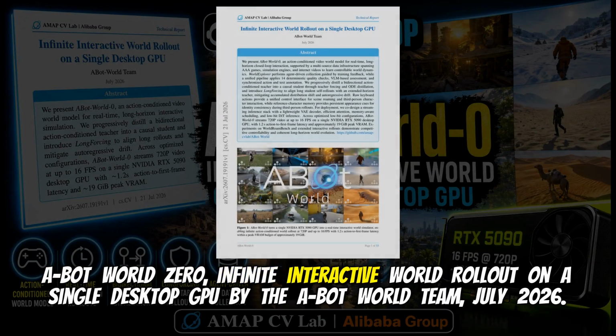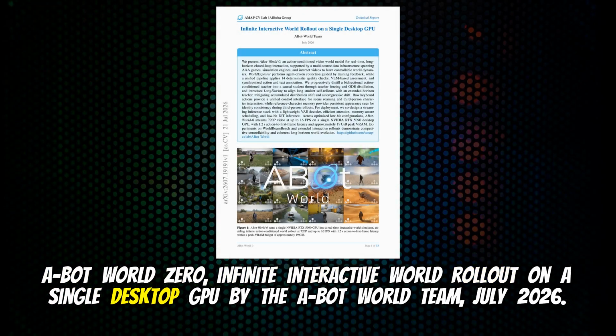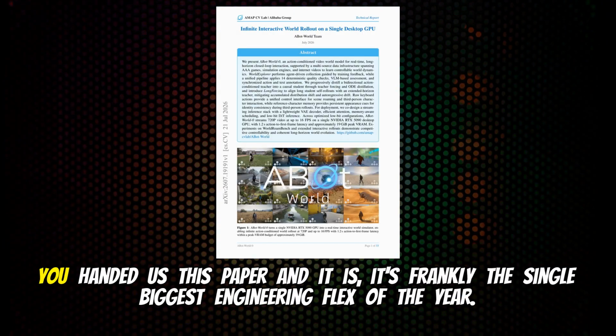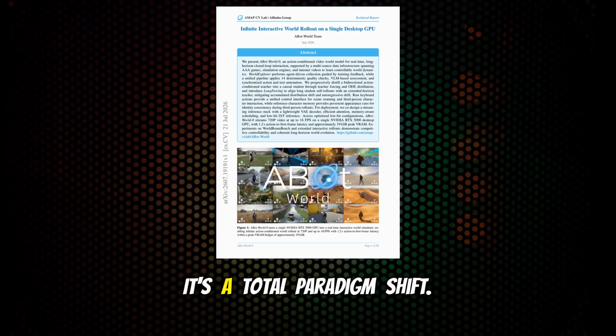ABot-World-0, Infinite Interactive World Rollout on a single desktop GPU by the ABot-World team, July 2026. You handed us this paper, and it's frankly the single biggest engineering flex of the year. Oh, absolutely. It's a total paradigm shift.